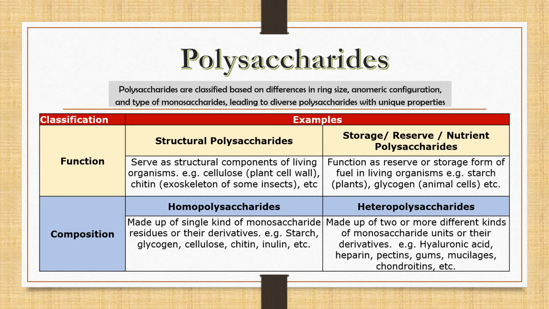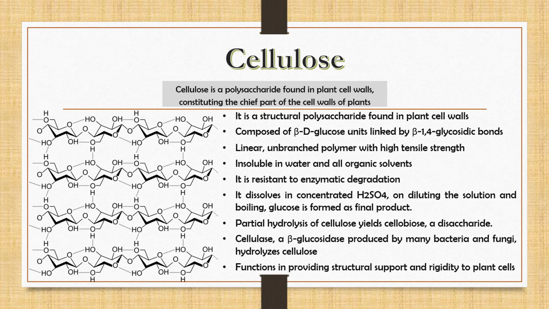In terms of composition, polysaccharides can be classified into homopolysaccharides or heteropolysaccharides. The homopolysaccharides are made up of a single kind of monosaccharide residue, e.g., starch, glycogen, cellulose, chitin, inulin. The heteropolysaccharides, on the other hand, are made up of two or more different kinds of monosaccharide units or their derivatives, e.g., hyaluronic acid, heparin, pectins, gums, mucilages, chondroitins, etc.